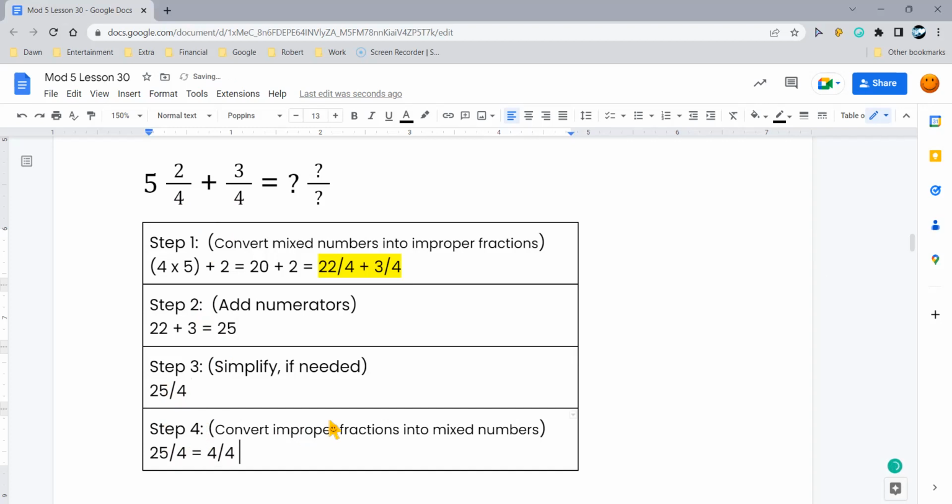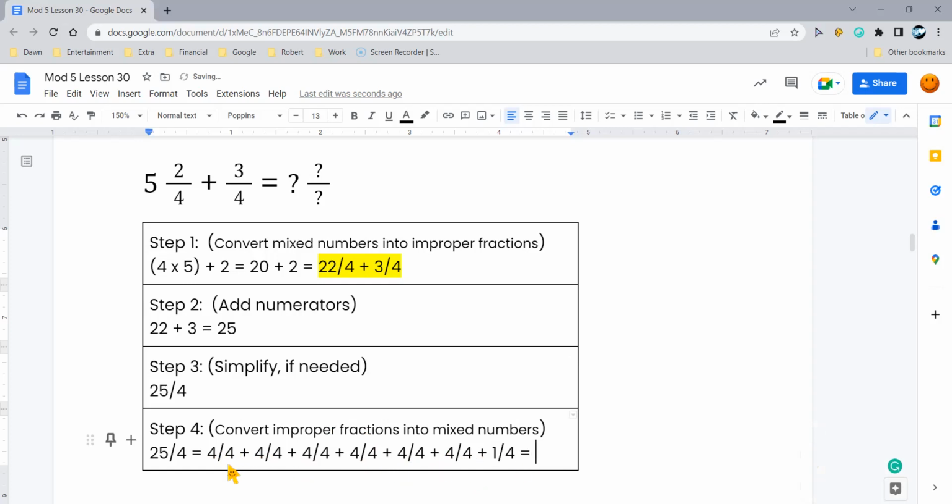So let's count. 4, 8, 12, 16, 20, 24, 28. So apparently I don't need this last one because I can't go over. But this one was 24. I'm going to make sure. 4, 8, 12, 16, 20, 24. How many more to 25? Great job if you said 1.